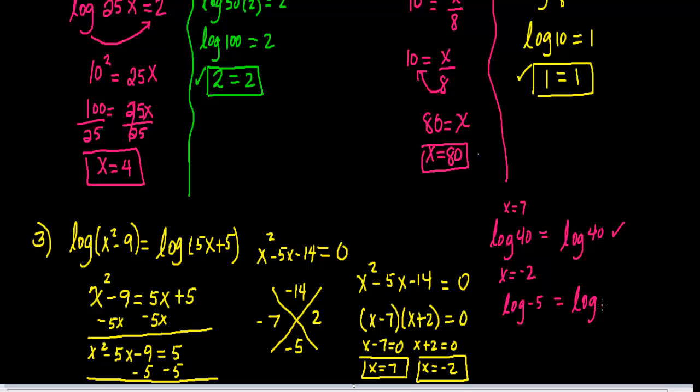So you'll get log of negative 5 is equal to log of negative 5, but if you try to look for this value in your calculator, it gives you an error, okay? Because no number, 10 raised to what power is equal to negative 5? That's what we're asking. There's no number in this world that you can raise 10 to and get a negative number. You will always get a positive number. So that means x equal to negative 2 does not work, and your solution is 7.